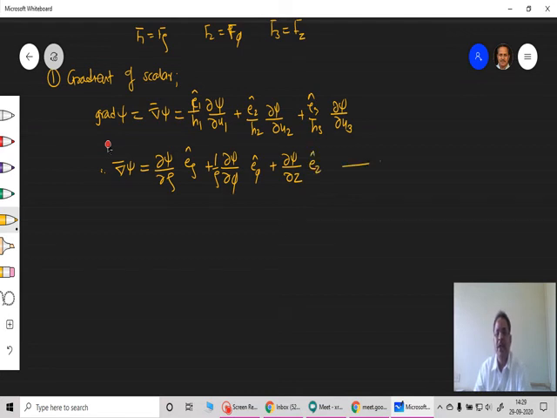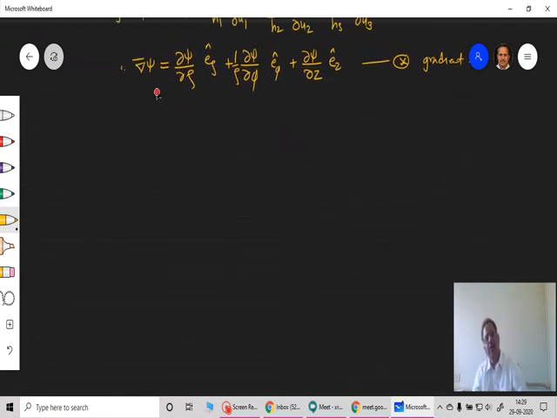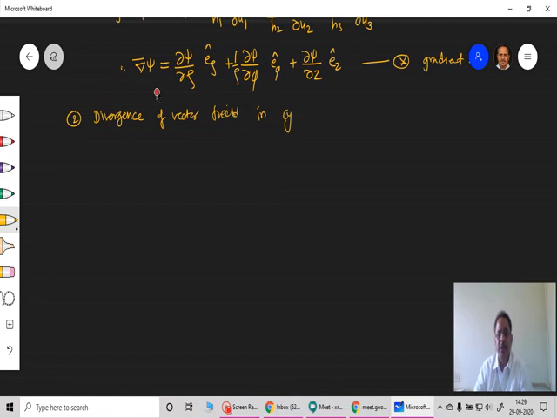So this is my expression for gradient. This is the gradient of a scalar function, scalar point function. Next, let's go for the second component, that is the divergence of a vector field in orthogonal cylindrical coordinates.